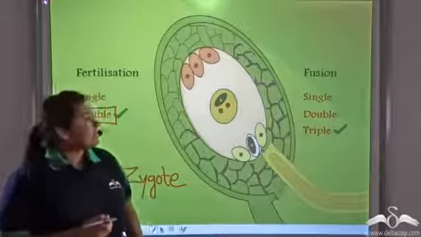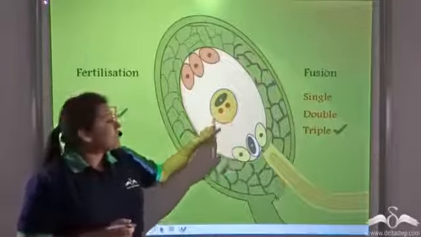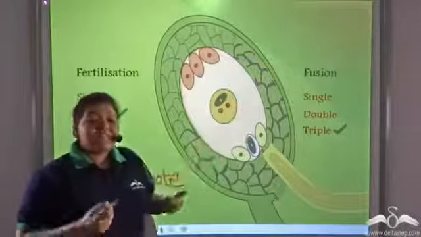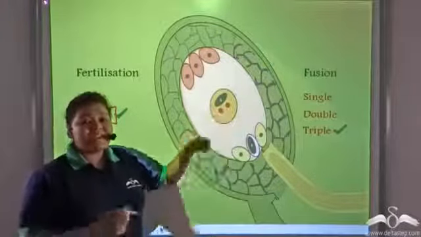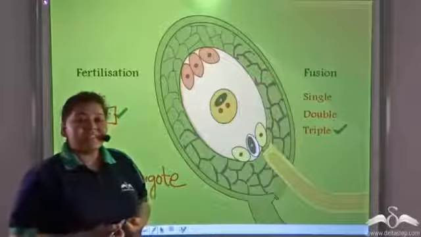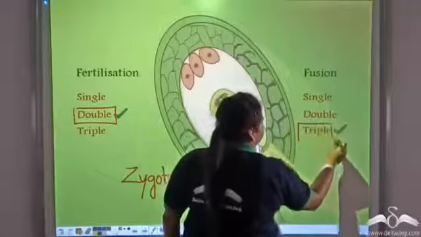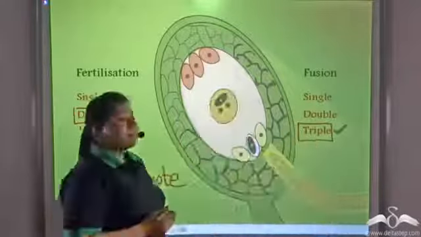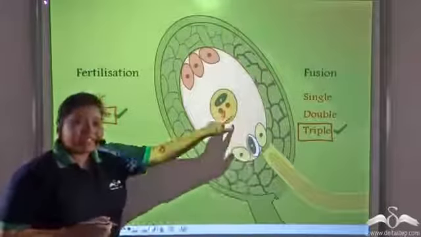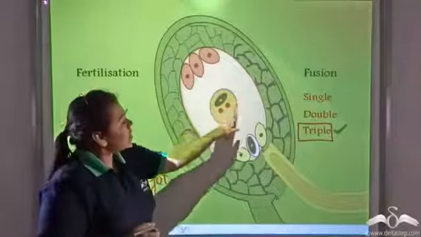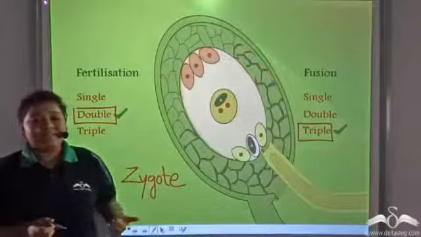Now notice there are two polar nuclei inside the central cell. So this fusion of a male gamete with two polar nuclei inside the central cell is known as triple fusion. So this was double fertilization, and this fusion within the central cell is known as triple fusion.